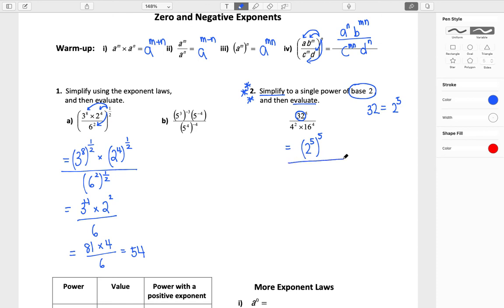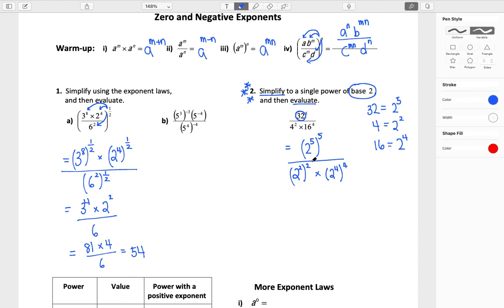And then the 4 could be replaced by 2 to the 2. So instead of writing 4, I'm going to replace it with 2 to the 2 and then exponent of 2, times 16. Through trial and error, you will notice that 2 to the 4 will give me 16. So I'm going to replace 16 with 2 to the 4 and then exponent 4.